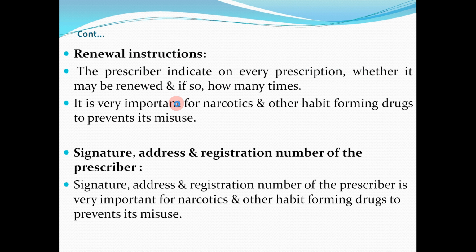Similarly, the next part is the signature, address, and registration number of the prescriber. This part is important for narcotic and other habit forming drugs to prevent their misuse. Okay, these are all the parts of the prescription.